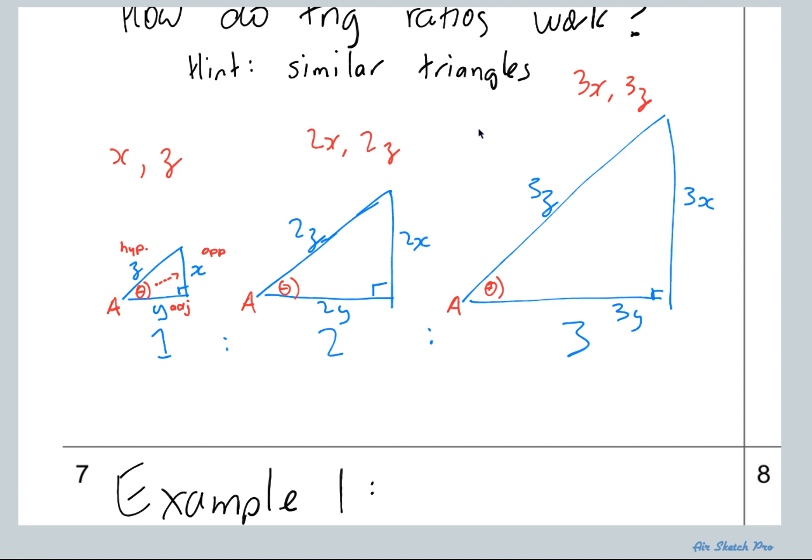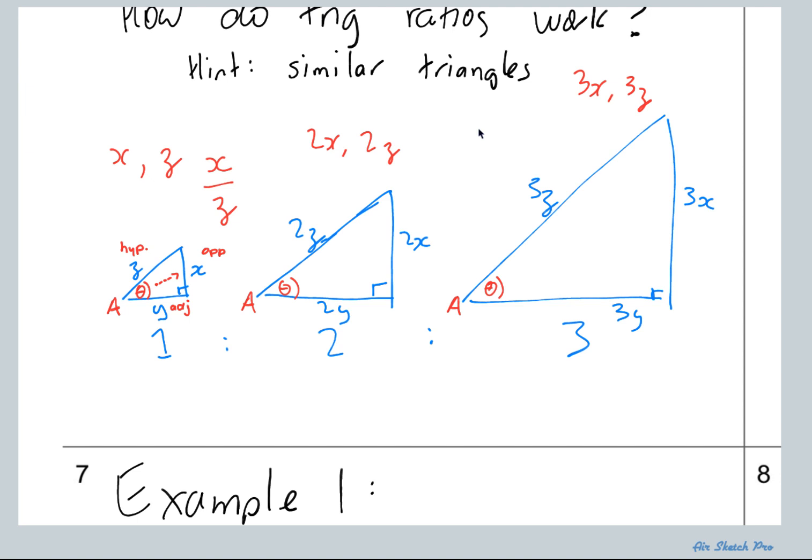Now, when you hear the word ratio in mathematics, it either means 1 to 2 like that, or it means writing it as a fraction. So let's have a look at what the opposite over the hypotenuse looks like as a ratio. It would be X over Z. Happy with that?